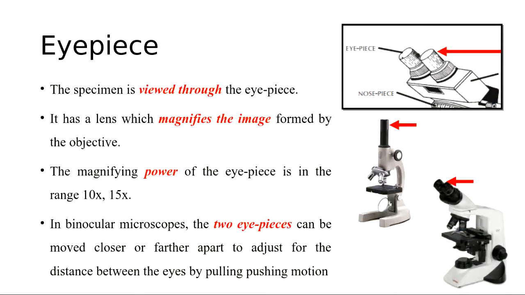So it is very, very easy. What is the eyepiece? The specimen is viewed through the eyepiece. That is the use of the eyepiece. What does it do? It magnifies the image. The magnifying power of the eyepiece is 5x or 10x. And in a binocular microscope, the two eyepieces are used so that you can move them closer or farther apart. So that is the use of the eyepiece. You should know the use of each individual part. It's very easy.